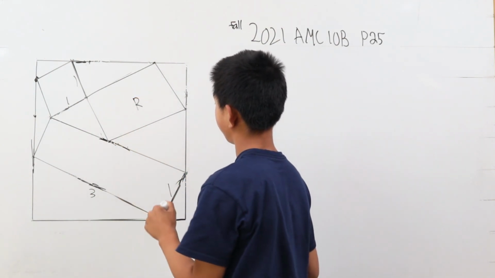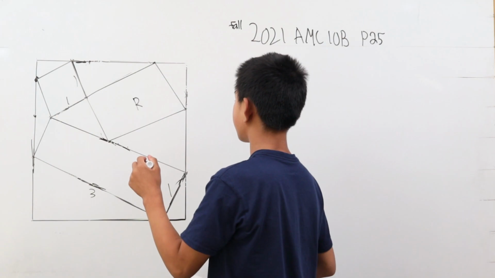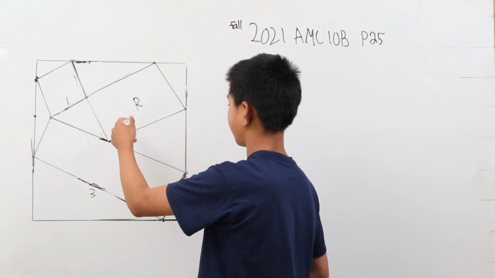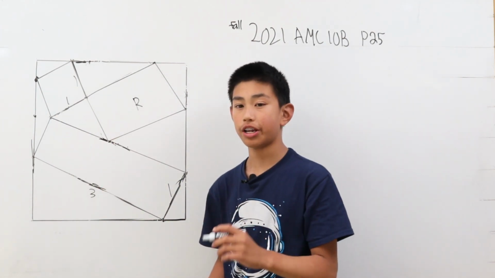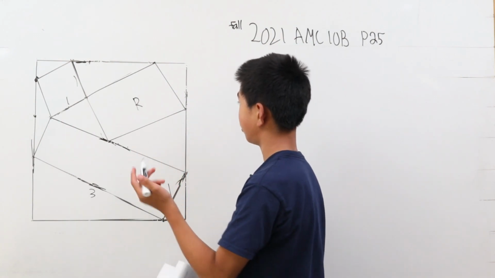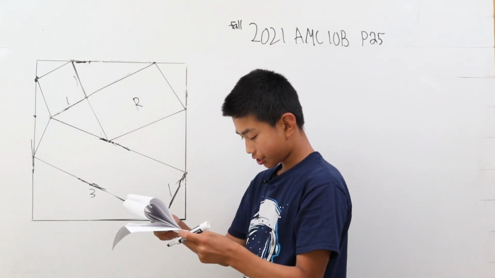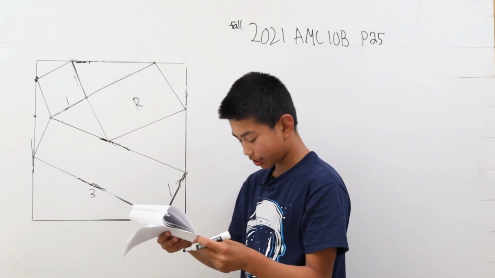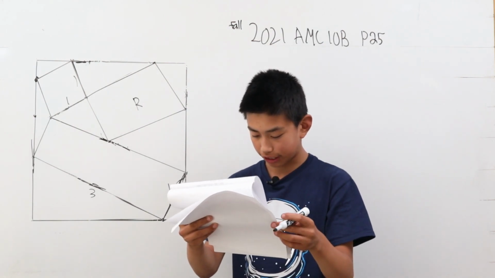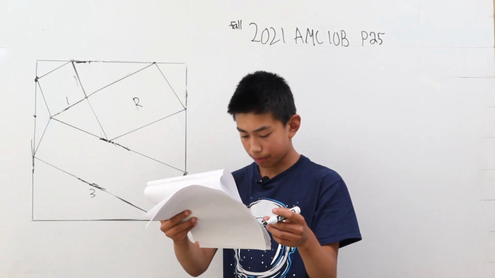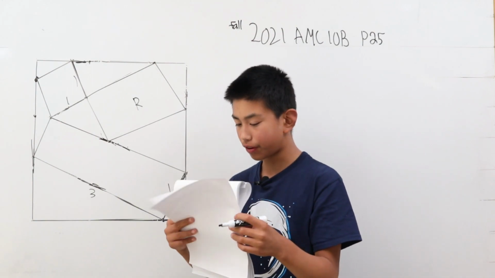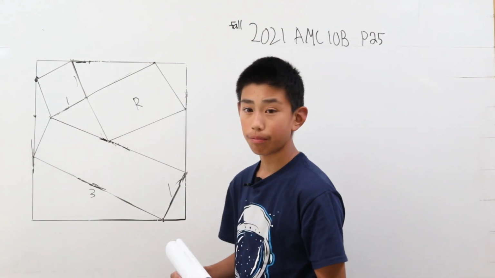Now, we want the sum of all possible values for the area of R. This is R. I forgot to model it. But we want the sum of all possible areas of R. That means there could be one area, there could be like 2 areas. We don't know how many. But it can be written in the form m over n, where m and n are relatively prime positive integers. We want to find the sum of them.